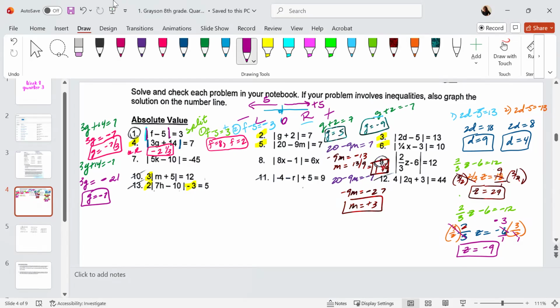Okay. So then what I want you to do is go ahead and work on number 7, 8, and 9. They're very similar. Although you gotta be careful with number 8 because you see how there's a 6x on the right side. Okay, go ahead and do that.